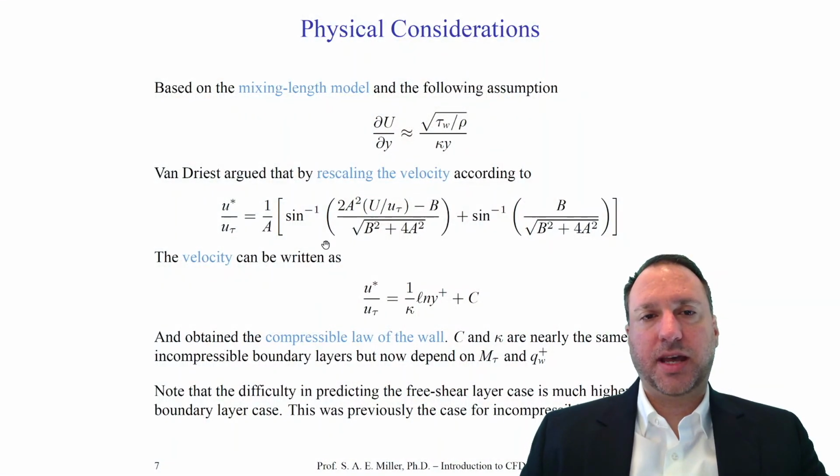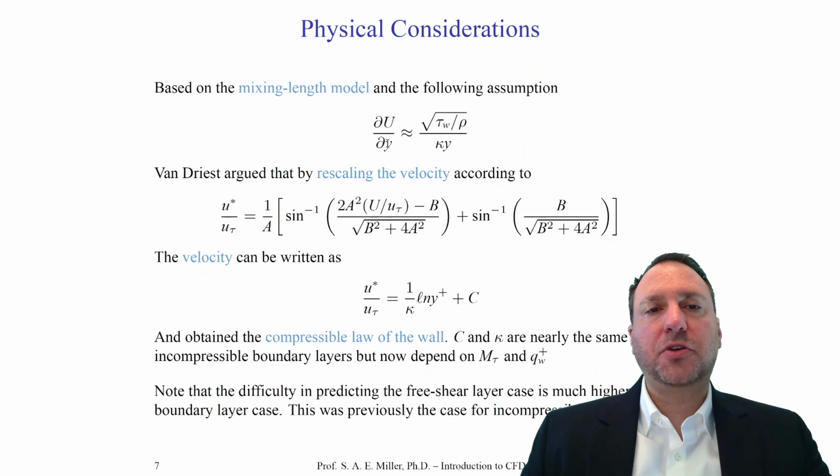So based on the previously developed mixing length model and the following assumption that the derivative, that is the shear of the velocity as you go away from the wall, will just go as the square root of the shear stress at the wall divided by the density, divided by kappa times y. So this is some assumption of how partial u partial y will go.